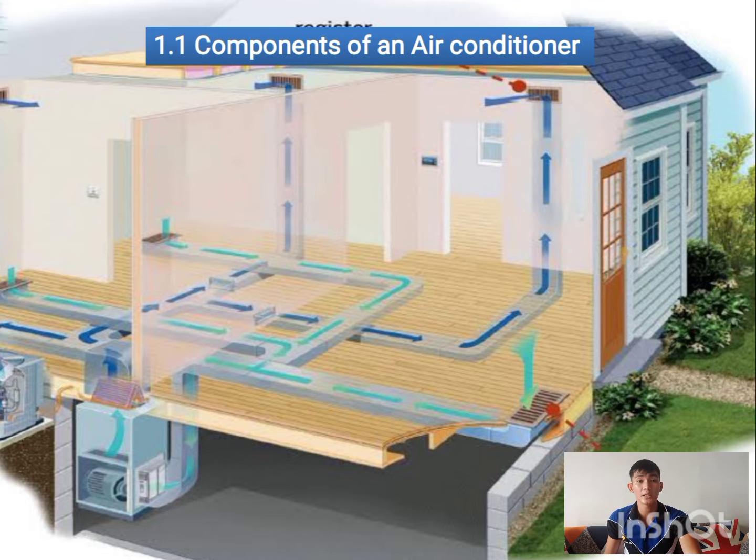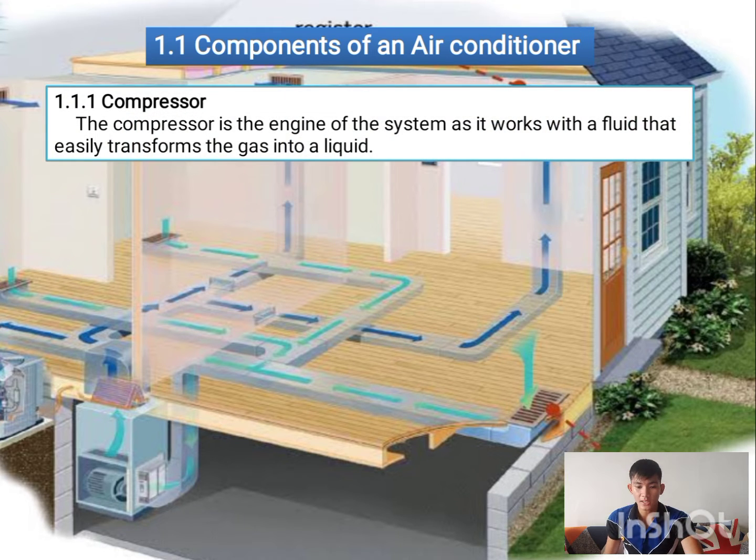These are the following components of an air conditioner. First one, compressor. The compressor is the engine of the system as it works with a fluid that easily transforms the gas into a liquid. The primary function of the compressor is to convert low pressure gas into high pressure gas which has a high temperature. So, from low to high pressure gas. That is the primary function of the compressor.